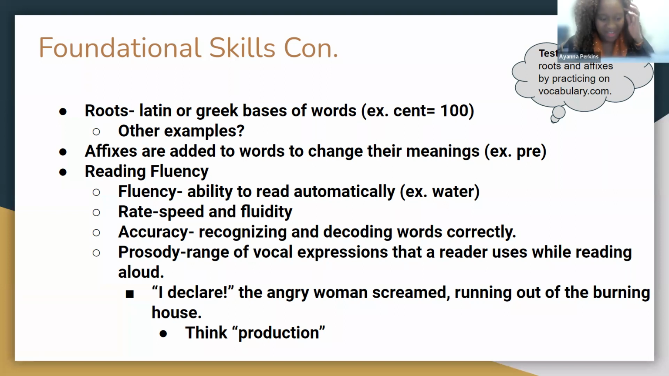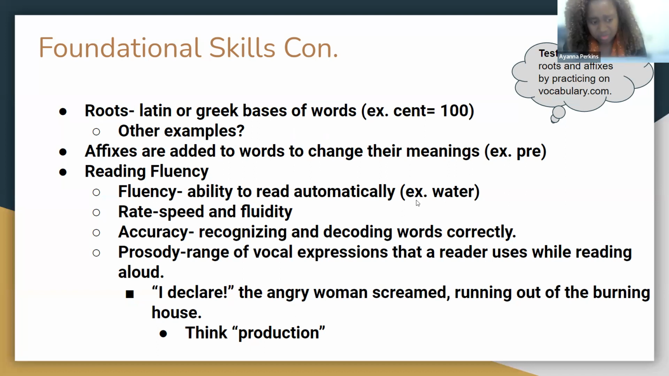Oh, okay. All right. So then we have accuracy. And accuracy is where students are recognizing and decoding words correctly, particularly words that they might not know. So they might have some previous exposure to some words that help them to parse out others, but they are able to read not just by solely memorizing. And then you have prosody, and that's the range of vocal expressions.